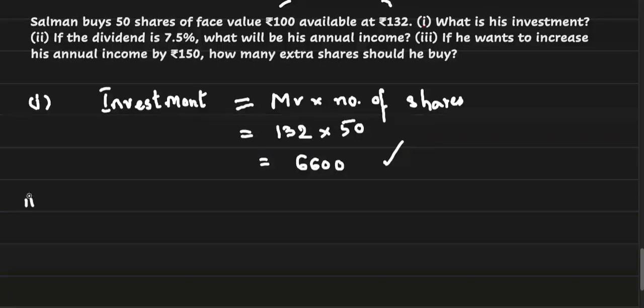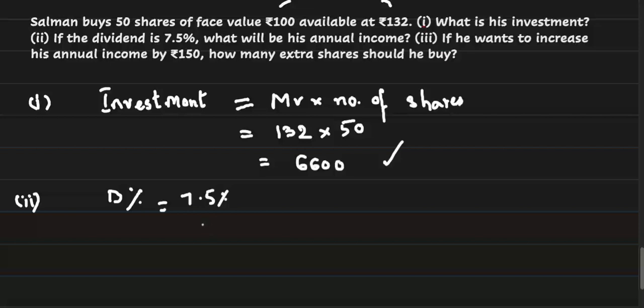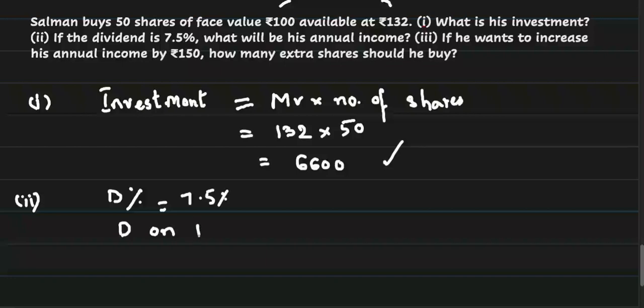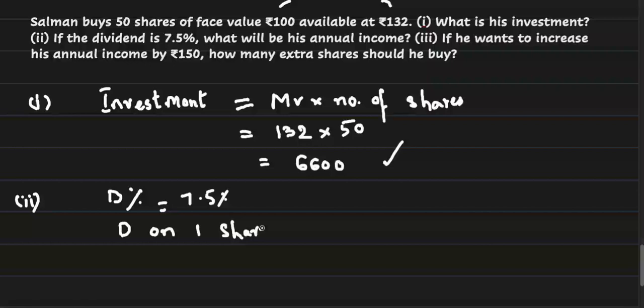Okay, what he is getting, the dividend percentage is given as 7.5%. So what we will do, dividend will be on face value, exactly. So how much dividend he will get? Dividend on one share will be equal to how much? You know very well, 7.5 divided by 100 multiplied by 100. So it's very clear, 7 rupees 50 paise he will get on one share.